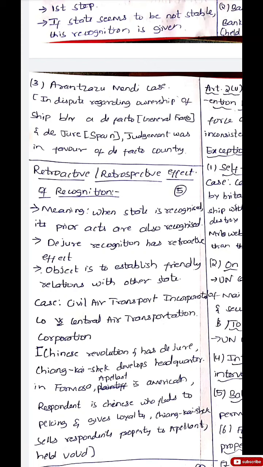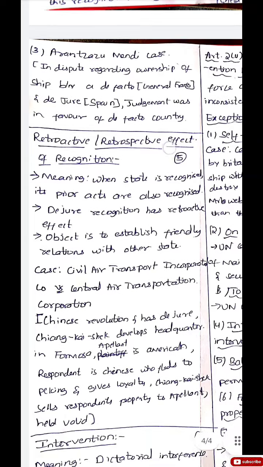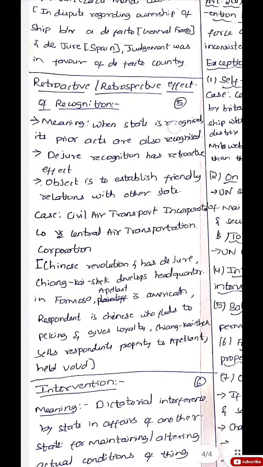In this case there was a dispute regarding ownership of a ship between a de facto government and a de jure government. The de facto government was General Franco and the de jure government was Spain. They had a dispute regarding the ownership of the ship. The judgment was in favor of the de facto government and not the de jure government. So these are the modes of recognition and their legal effects.